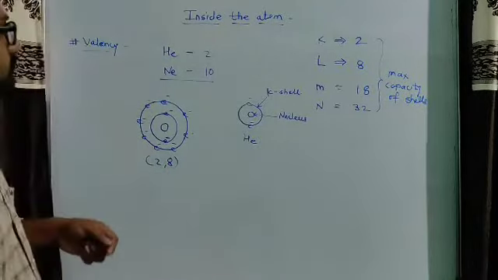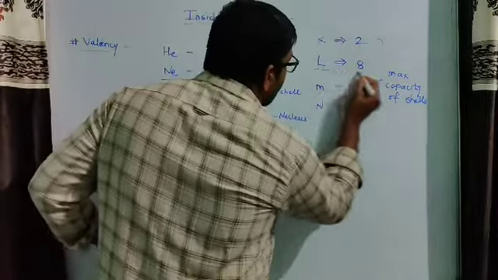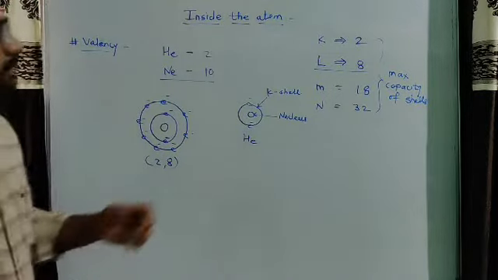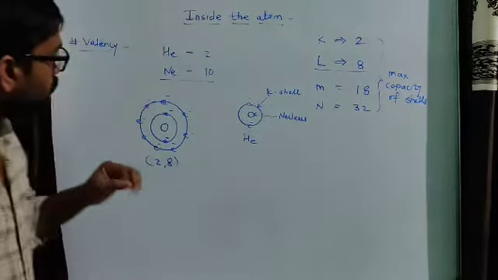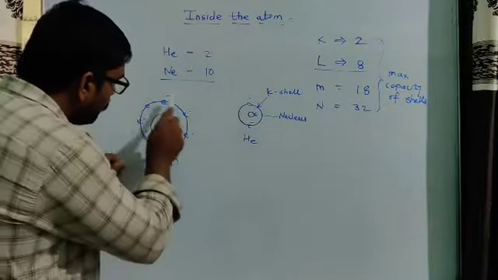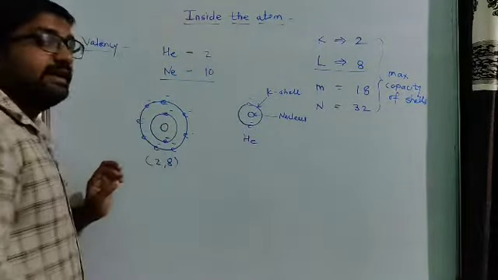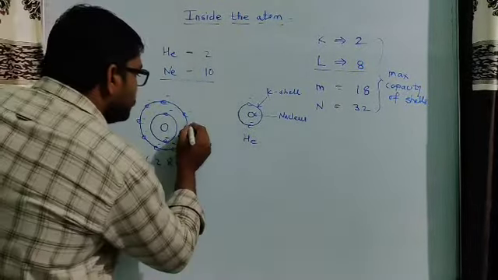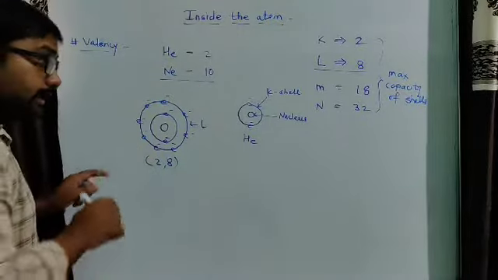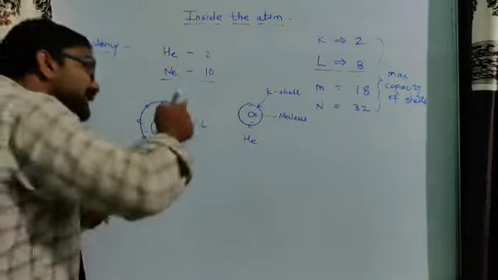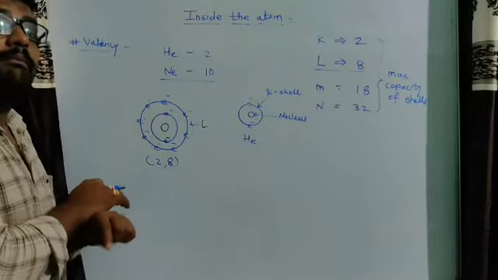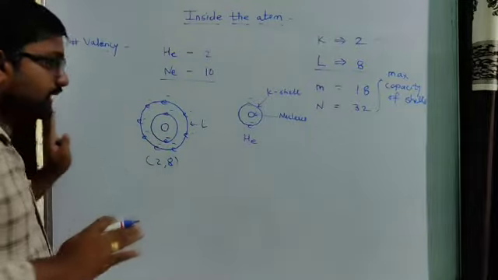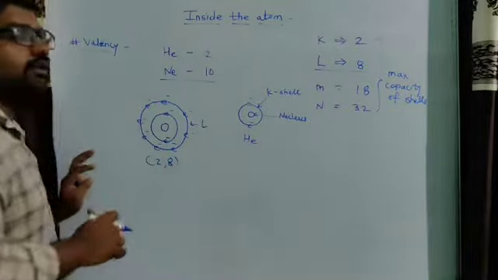Okay, look again: what is the maximum capacity of the L shell? It is 8. So here in the L shell there are 8 electrons, which means the outermost orbit here is the L orbit, and this outermost orbit is completely filled. Completely filled means there are not less than 8 electrons, there are a complete 8 electrons.